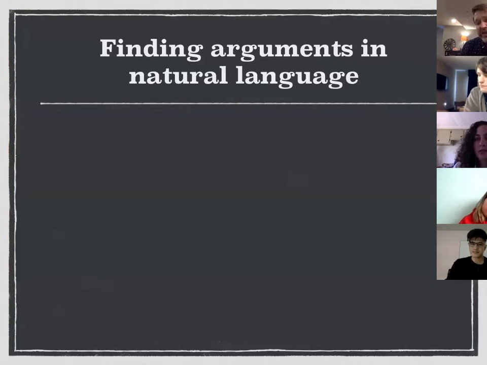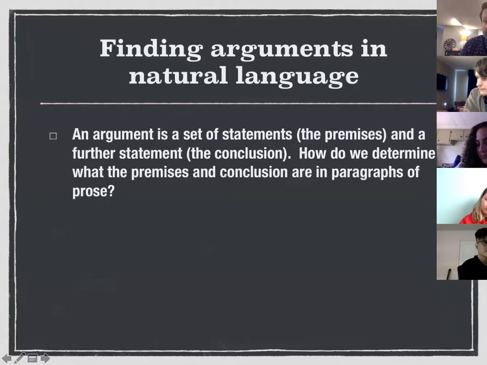So we've been talking about arguments this week, and a lot of the work that you worked on Wednesday was related to finding arguments in natural language. And we're going to continue talking about that today. So what is an argument? Well, an argument is simply a set of statements, the premises of which support the conclusion, right? So an argument is a set of statements, the premises, and a further statement, the conclusion.